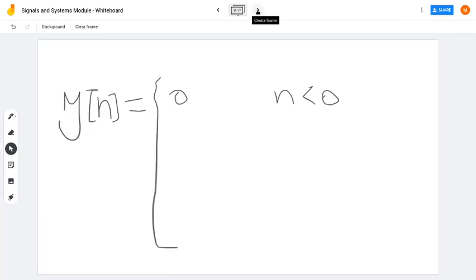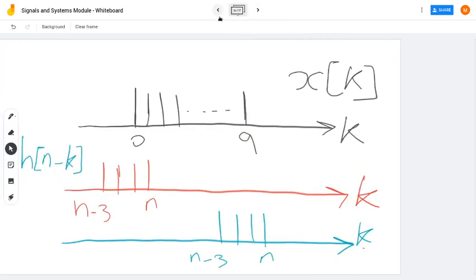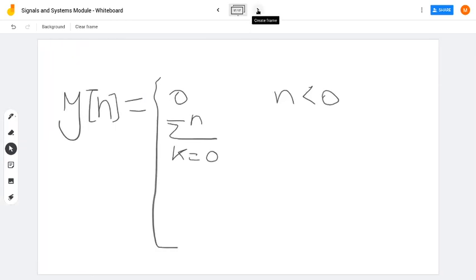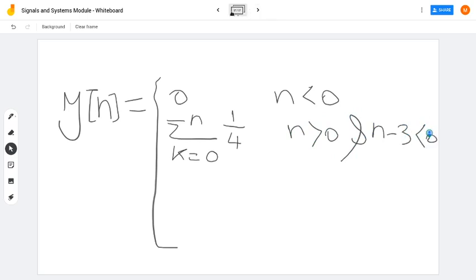So it will be summation over the variable k going from 0 up to n, and we'll be summing. If you go back over here, this has a value of 1, this has a value of 1 over 4, so we'll be summing 1 over 4 basically from 0 to n, and this will be true if n is larger than 0 and n minus 3 less than 0.